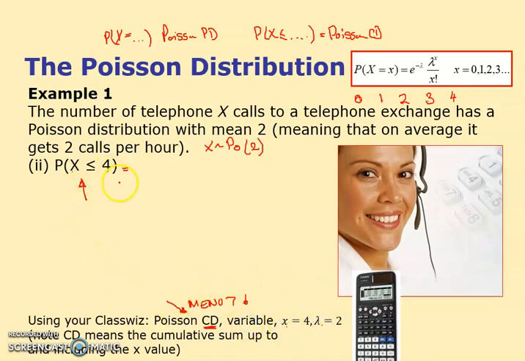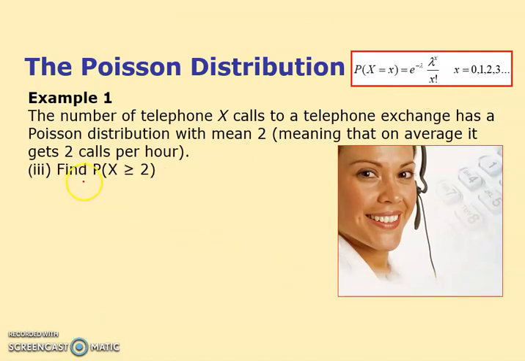CD basically means cumulative distribution; it adds up all these probabilities as it goes along. If you type those in, I get 0.9473. So hopefully when you do that, to 3 sig figs, it's 0.947, but the calculator tells me loads of detail if I want it.